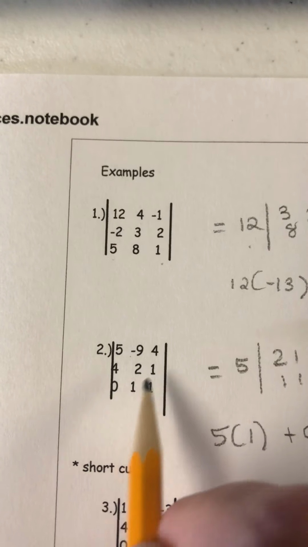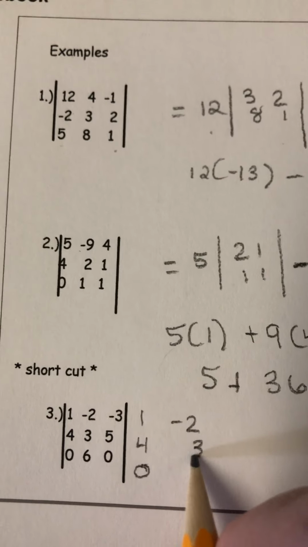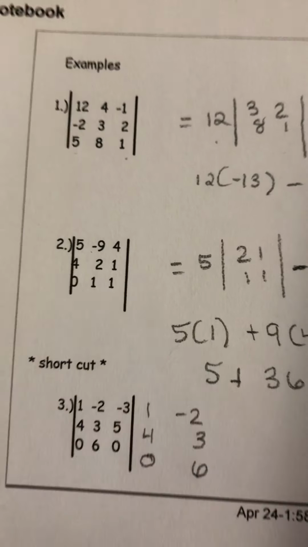Now the shortcut. What you do with the shortcut, you rewrite the first two columns. So 1, 4, 0, -2, 3, 6. And what you end up doing, you find the diagonals going from left to right's product. So I'm going to take 1, 3, 0, -2, 5, 0, and it looks like here, -3, 4, 6. I'm going to find those products and add them together.